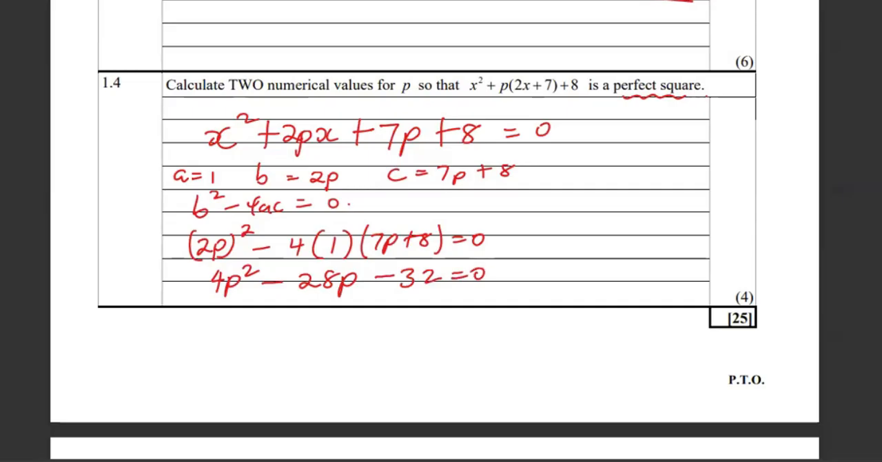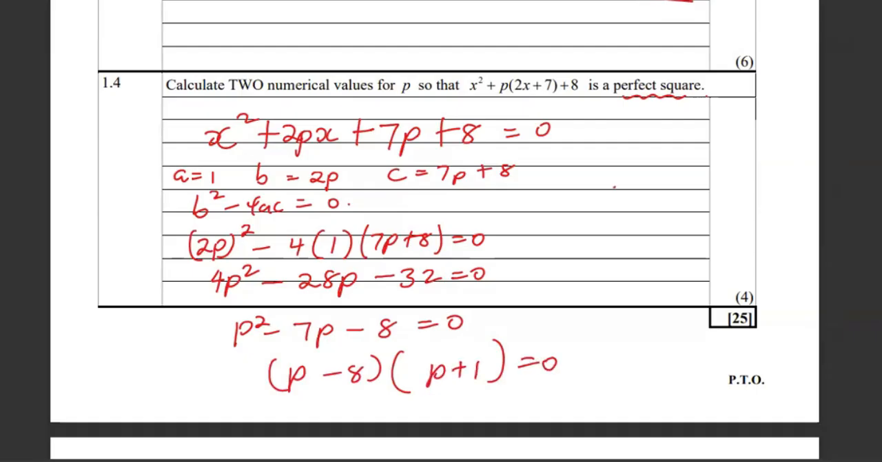We can divide through by 4. P squared minus 7p minus 8 is 0. Factor this out. It's p minus 8, p plus 1. So either p is going to be 8 or p should be negative 1. So that's how I would have gone about that.